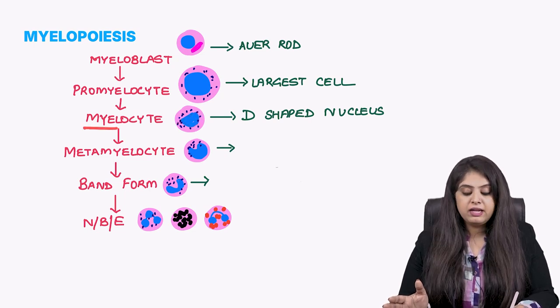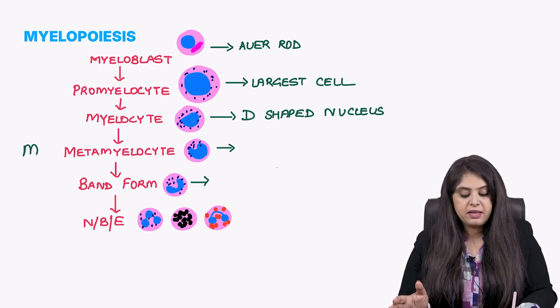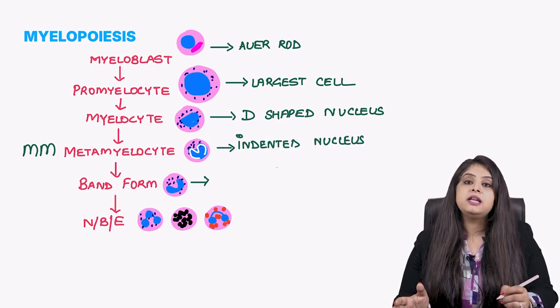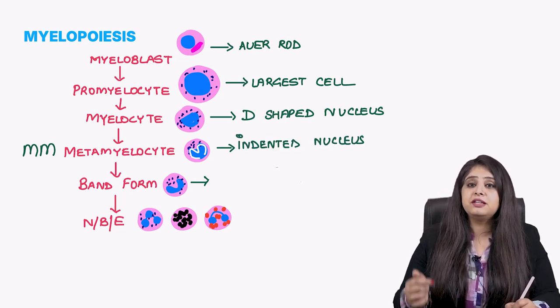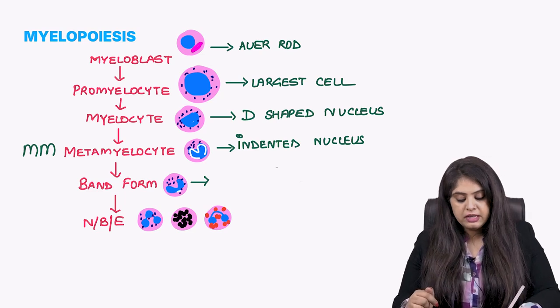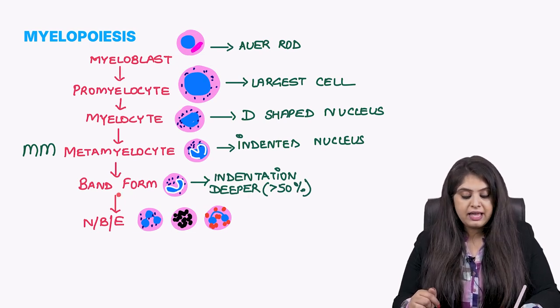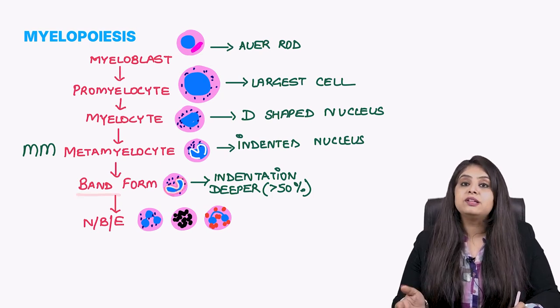Now in front of this myelo, I will add another word, that is metamyelocyte, or I can abbreviate it as MM. Metamyelocyte. So I realized its nucleus is also looking like an M only. Means there is a certain indentation that has happened in the nucleus. If that indentation goes deeper, so much so that more than 50% of the nucleus is indented, now it started looking like a hairband that girls wear. So that is known as a band form.